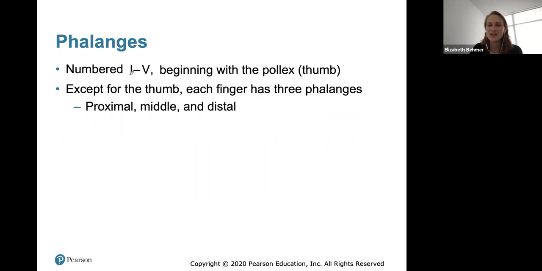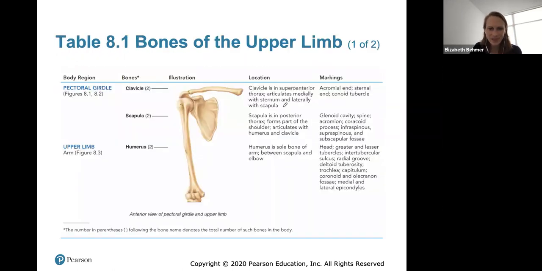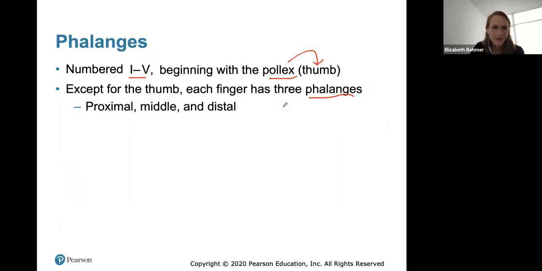The phalanges then are also numbered 1 through 5, beginning with the pollex. Except for the thumb, each finger has 3 phalanges because your fingers can bend in different parts: proximal, middle, and distal, except for your thumb, which just has a proximal and distal. I'm hoping we show a picture of a hand, but I don't. You might have to use some of the lab resources for that to see the different phalanges and metacarpals on the hand.